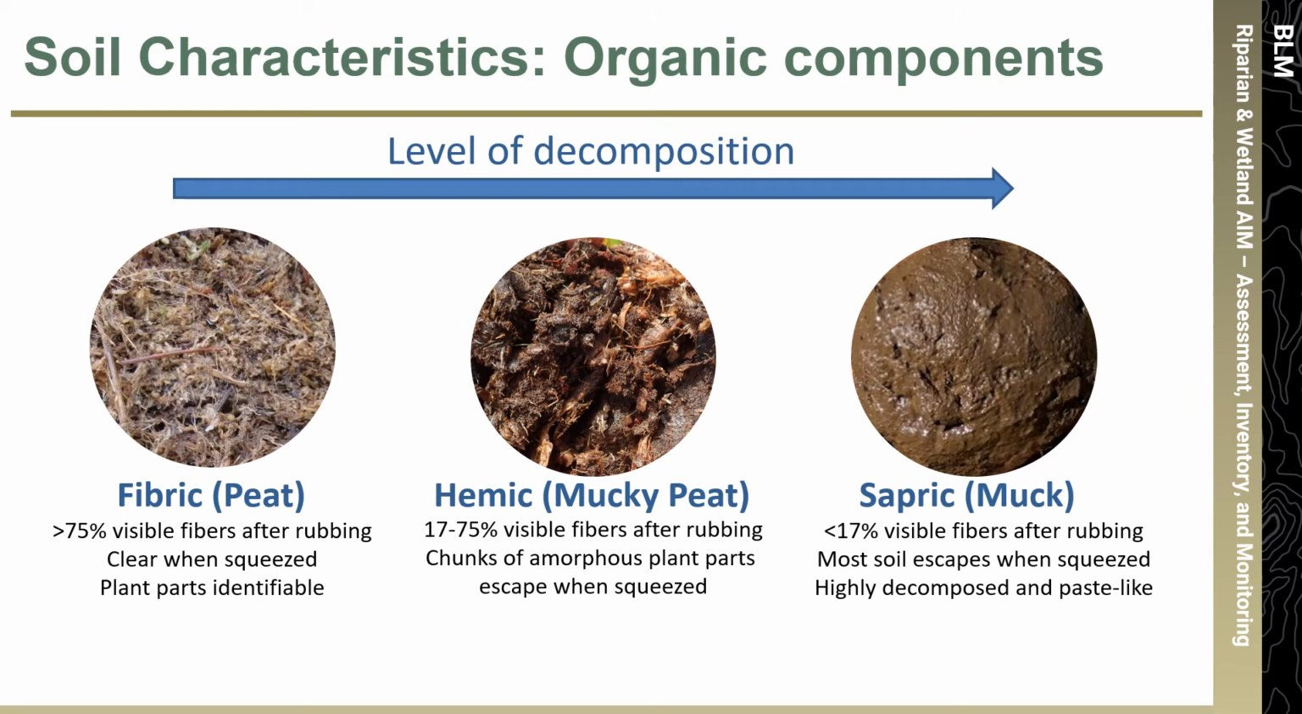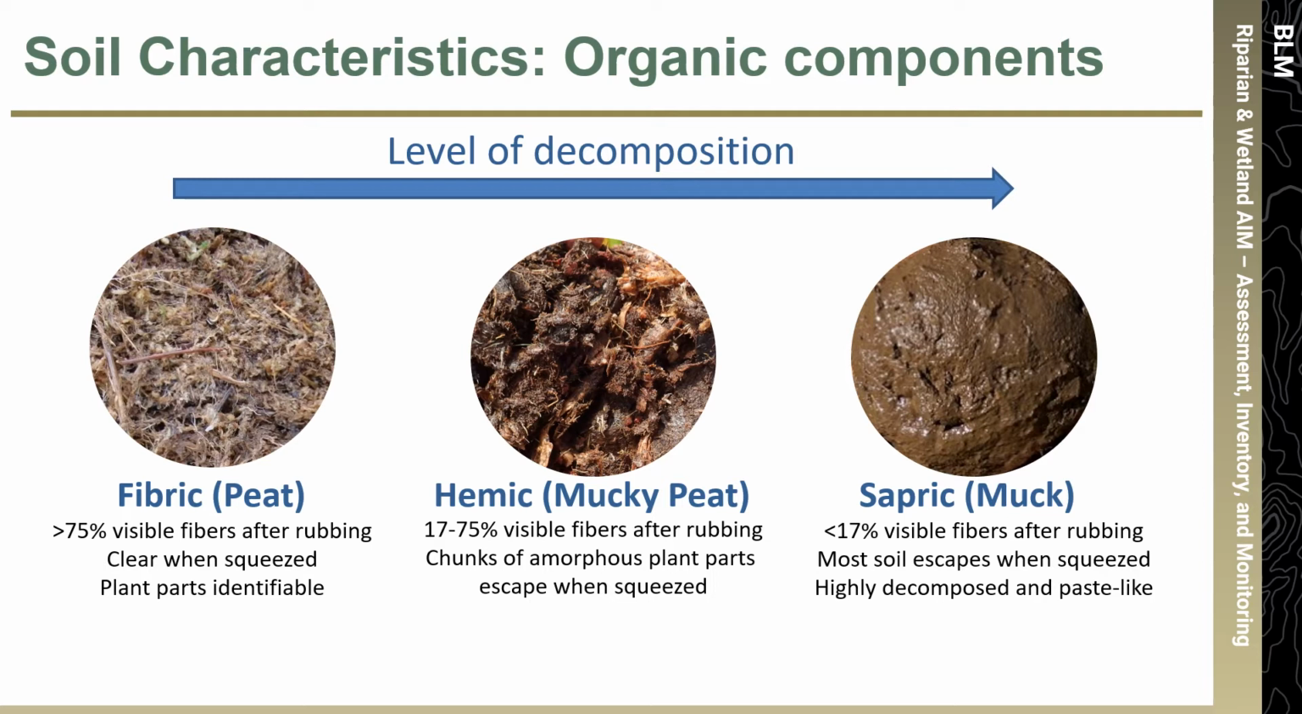We will classify organic soils into 3 texture categories. The first, fibric organic soil, or peat, is the least decomposed. A fibric soil will be made up of clearly identifiable plant parts and will be clear when squeezed. Next, humic organic soil, or mucky peat, has undergone some decomposition while some plant parts will still be somewhat identifiable.